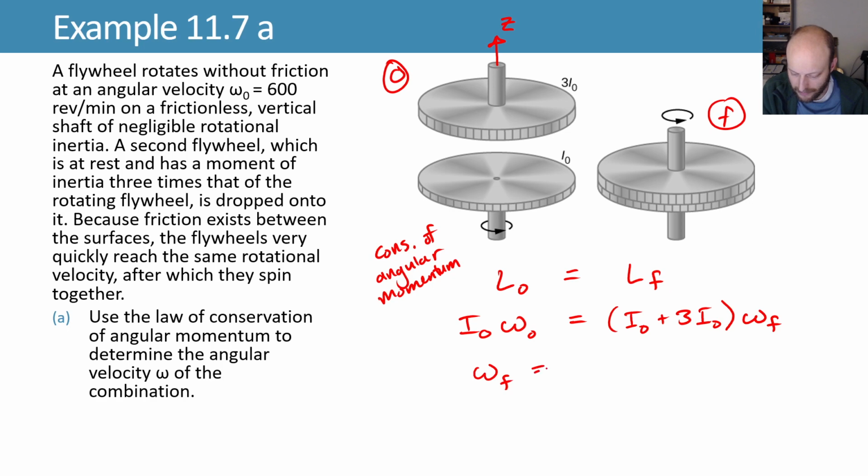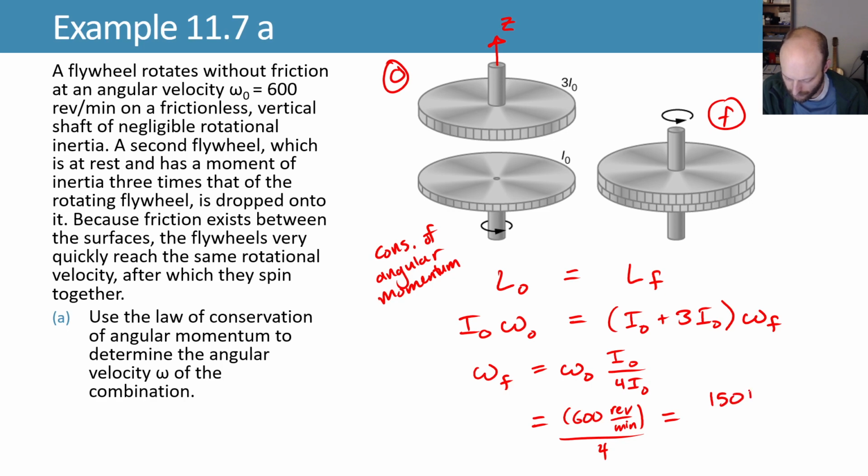This gives us omega final is equal to omega initial times I naught over 4I naught. The I naughts cancel, and we're left with just a quarter of our omega naught, which is 600 revolutions per minute divided by 4, or 150 revolutions per minute. If you're fine with those units, that's fine. If you wanted it in radians per second, you can convert and call it 15.7 radians per second.